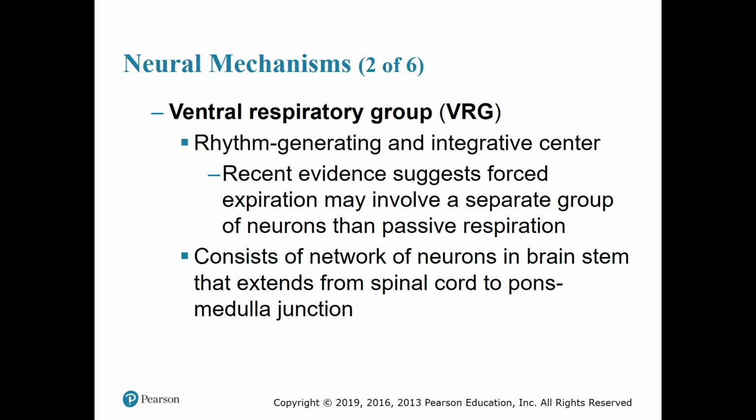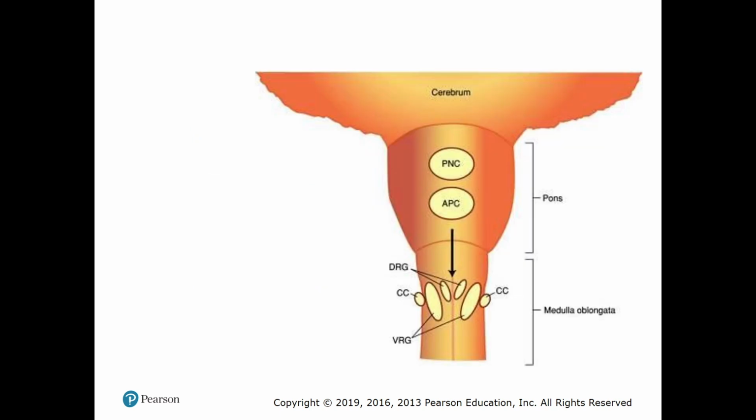The ventral respiratory group, abbreviated VRG, is the rhythm-generating and integrative center. Recent evidence suggests forced expiration may involve a separate group of neurons than passive respiration, and it consists of a network of neurons in the brainstem that extends from the spinal cord to the pons-medulla junction. Here we see the VRG, where this group of neurons would be located in the medulla of the brainstem. The brainstem consists of the midbrain, the pons, and the medulla.